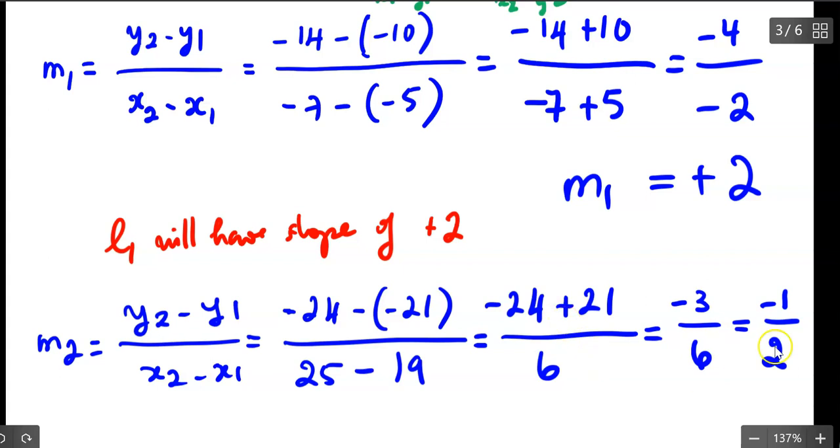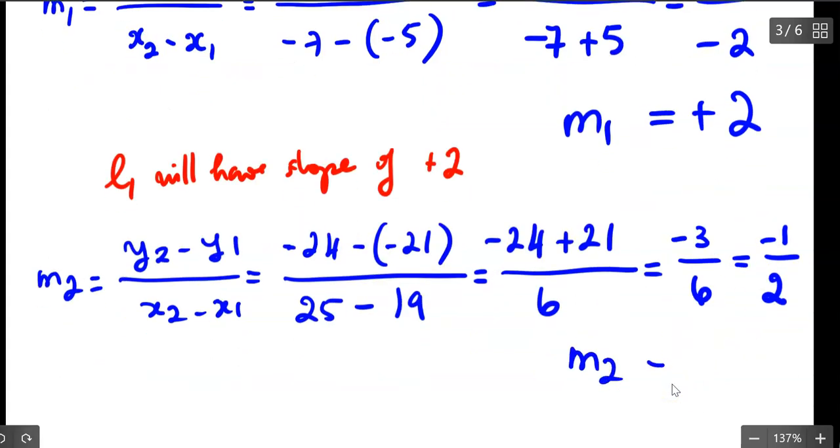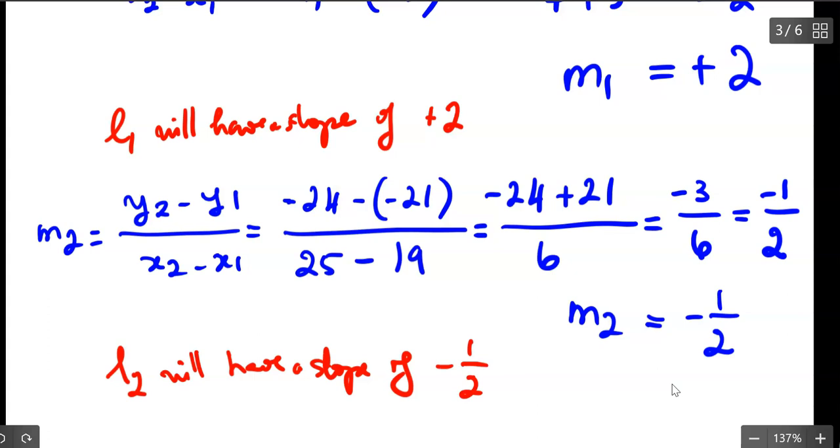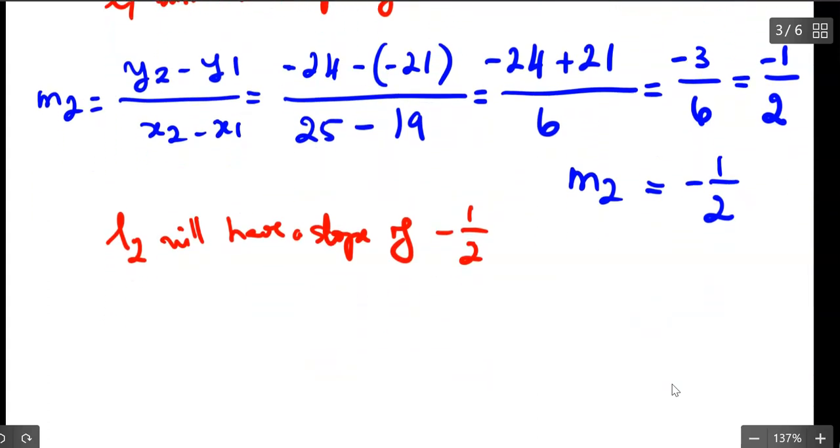You need to reduce your fraction to lowest terms. So m2 equals negative 1 over 2. So L2 will have a slope of negative 1 over 2. Okay, so now I would like you to take a look at this. So you are going to compare, okay?